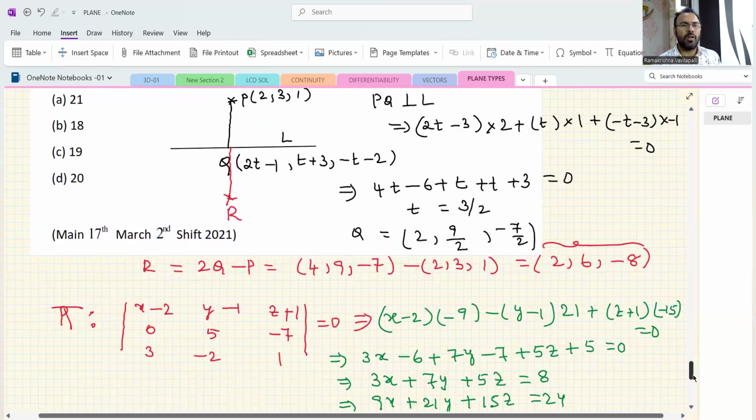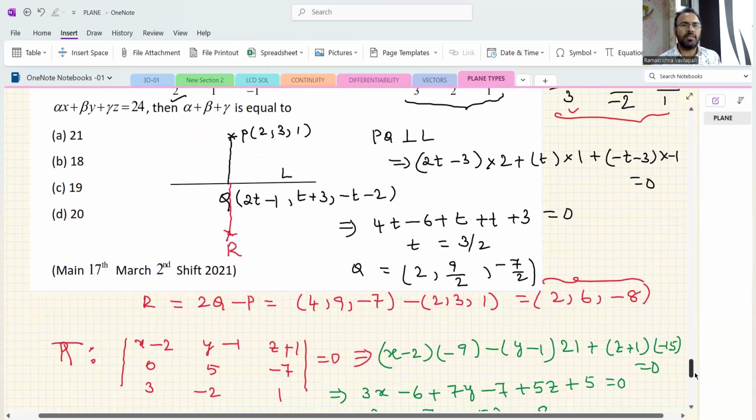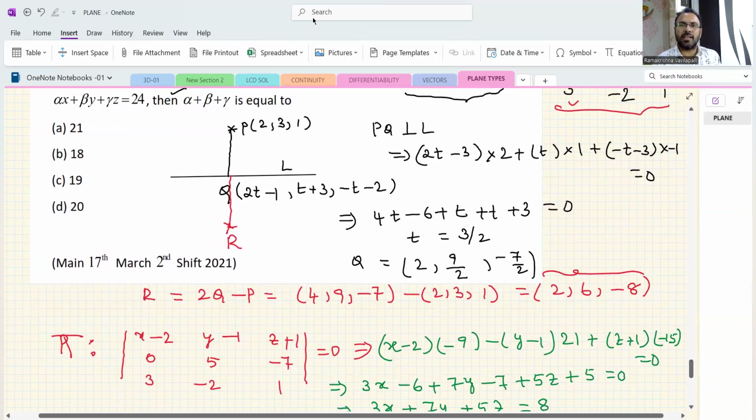Oh, I just got a wrong answer. What is alpha plus beta plus gamma is equal to? I don't have any answer. I'll check it out.